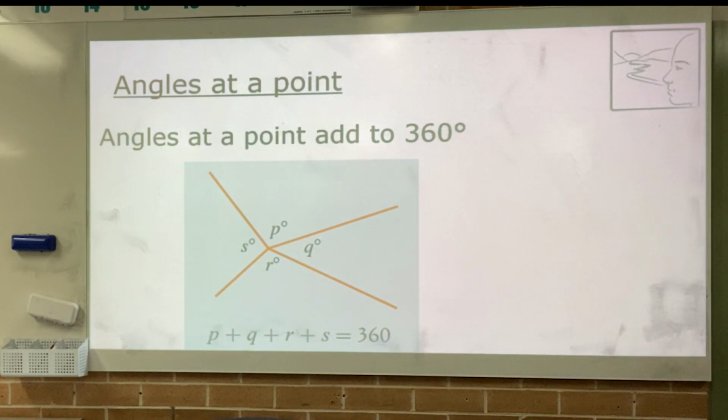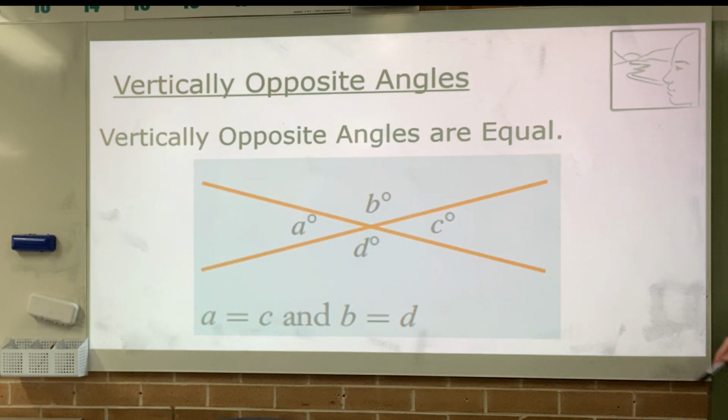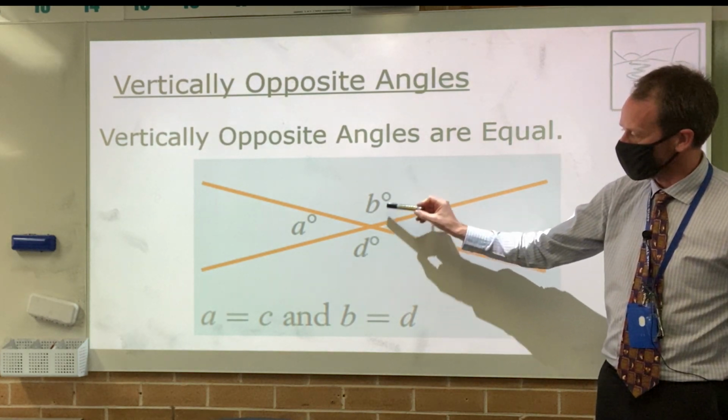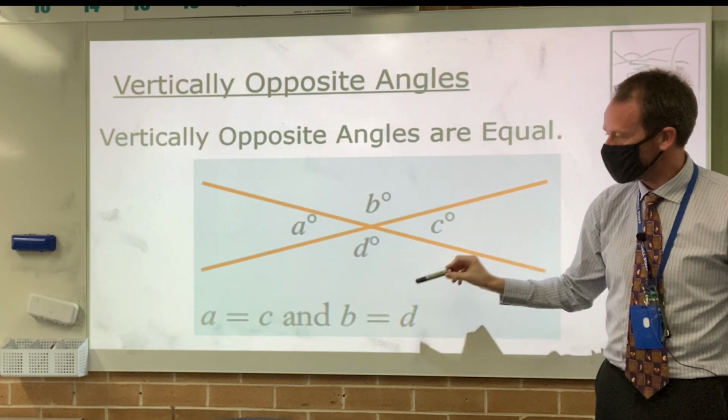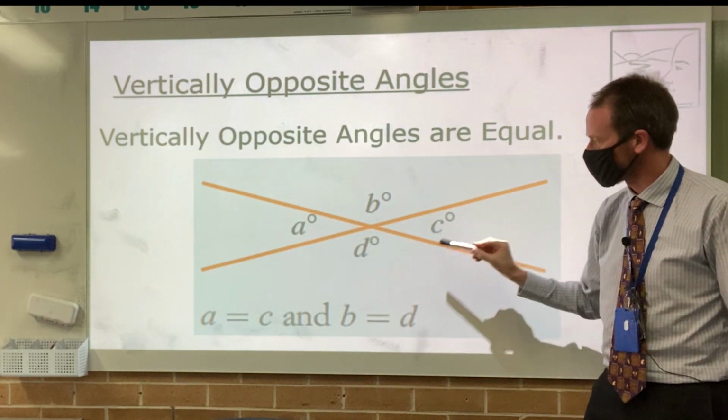The second thing we discovered is that when you have angles that are opposite each other, they're actually equal. So in this case, A equals C, B equals D.